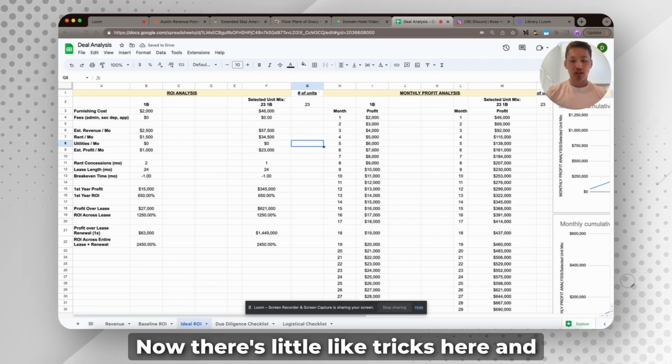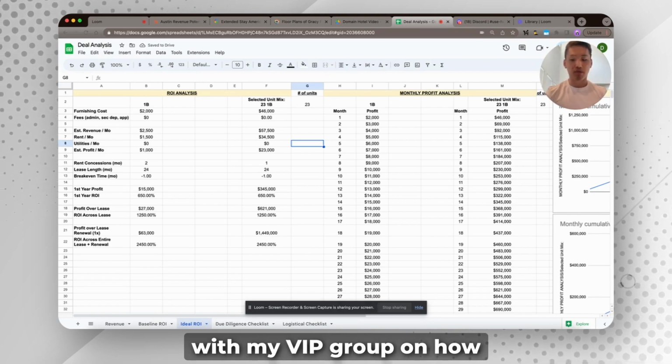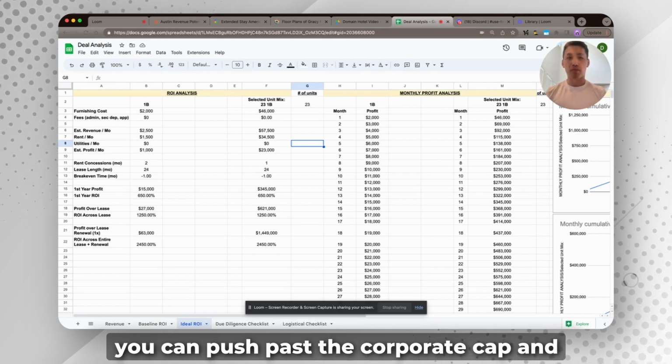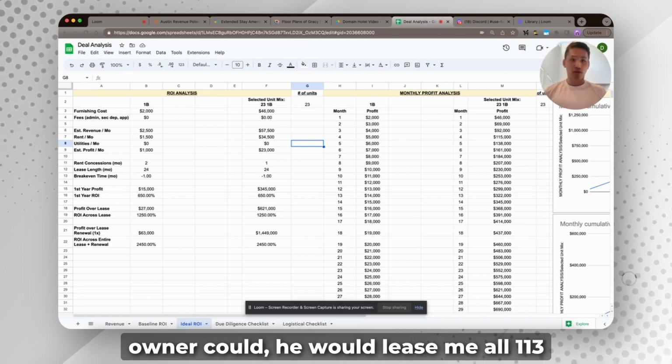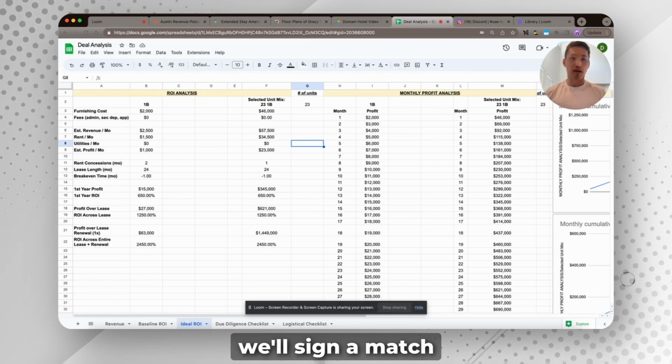Now there are little tricks here and there that I share with my VIP group on how you can push past the corporate cap and work around it a lot of times, because if the owner could, he would lease me all 113, would sign a master lease and take the whole thing, right?